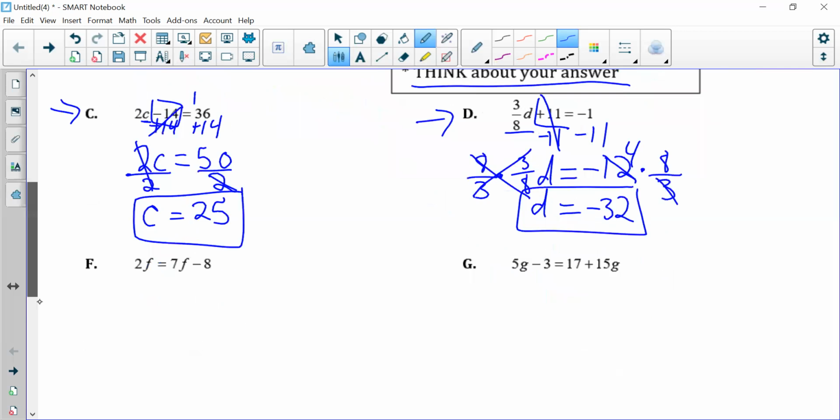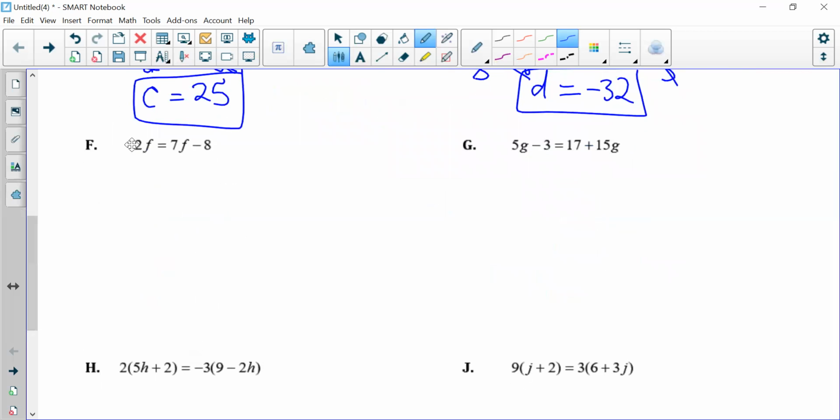All right, moving on down to F. 2F equals 7F minus 8. All right, I want all my F's on one side, all my numbers on one side. I'm looking here. I see I have 7 F's over here and 2 F's over here. I'm going to move my F's all the way over to the right so that I have the bigger one there. All right, so minus 2f minus 2f, so 0. Don't forget, just because I don't have anything over there doesn't mean it's completely blank. Put a 0 in. Equals 5f minus 8.